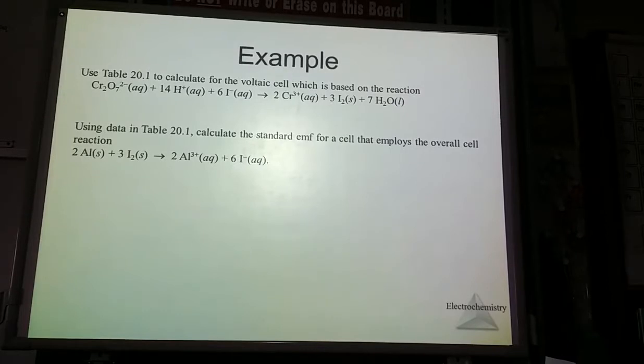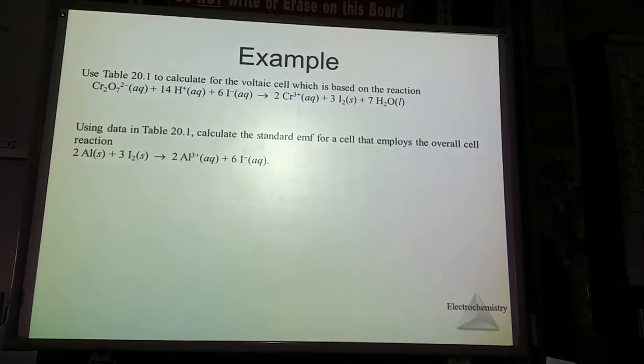Okay, next question. This says, using your table 20.1 from your book, and actually, I think you're going to have to use the table that I gave as an attachment on your blog, just because there are some of these that are not on your standard reduction potential table that I gave you today in class. So this says, using that table, calculate the voltaic cell which is based on the reaction. So you would look on your standard reduction potentials page, find the cell potentials for each half reaction, subtract them from one another, and get the overall cell potential.